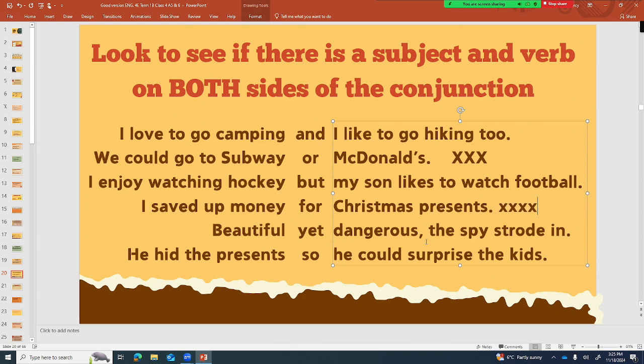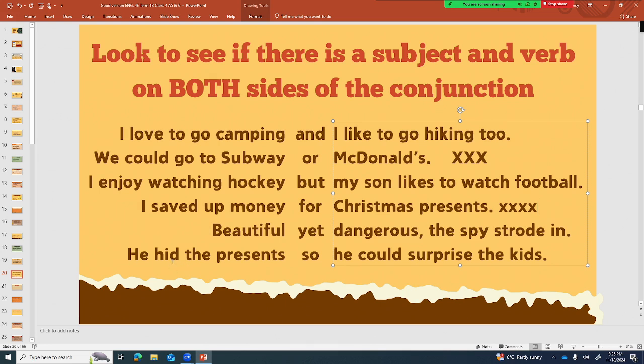Beautiful yet dangerous, the spy strode in. All right, on this side I just have an adjective, beautiful. So already, without even looking at the other side, this can't be a compound sentence because I don't have a subject and I don't have a verb.